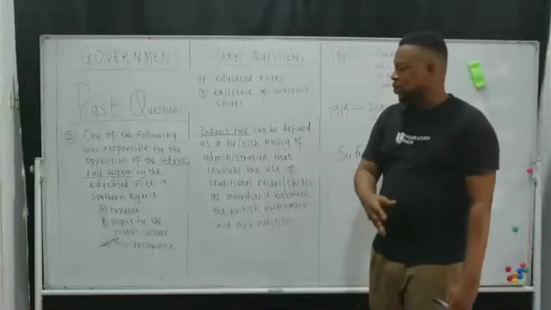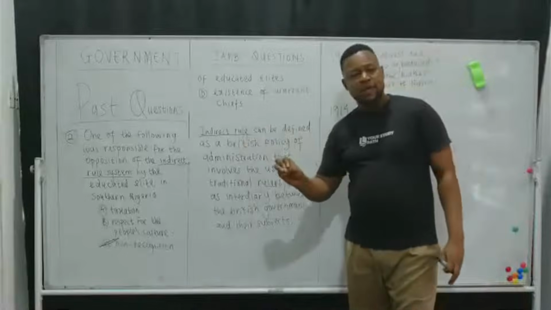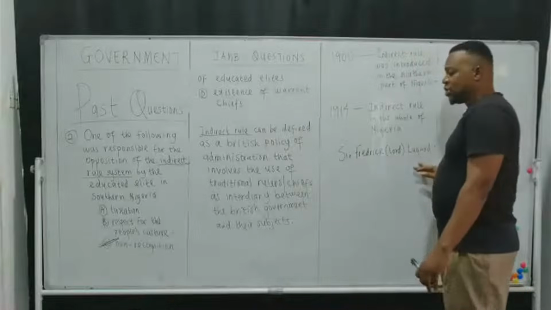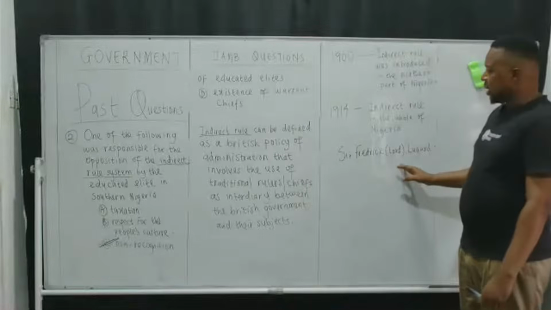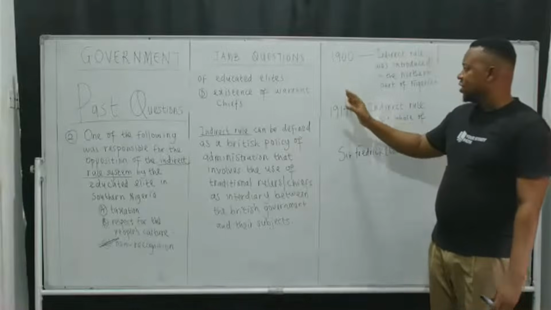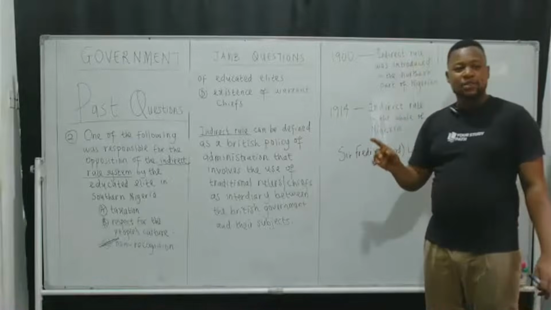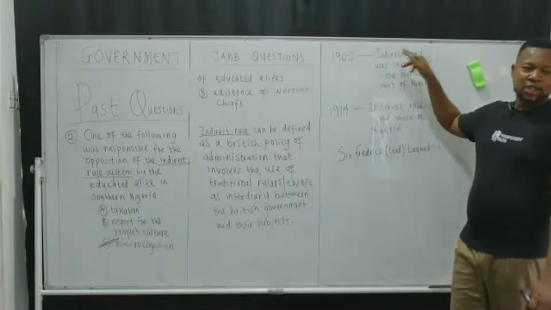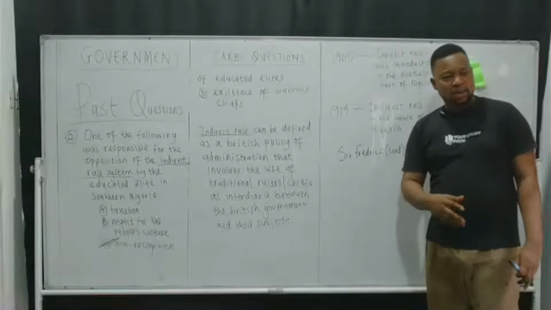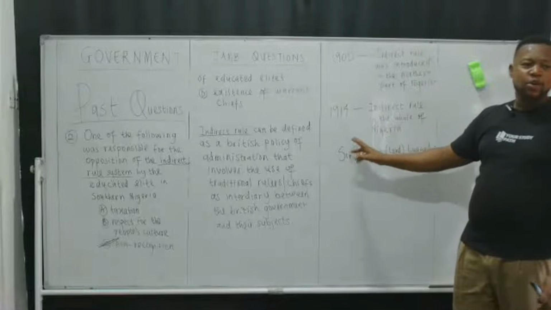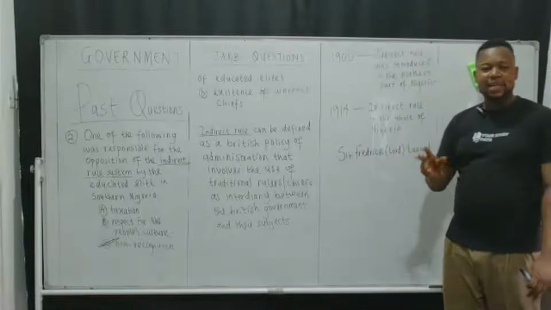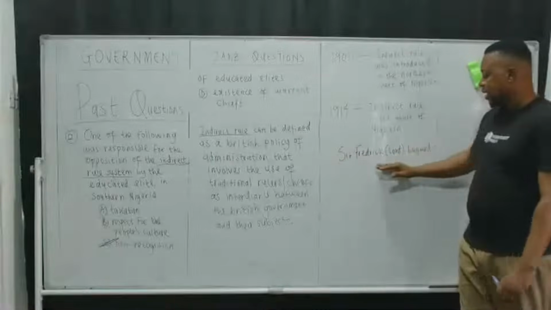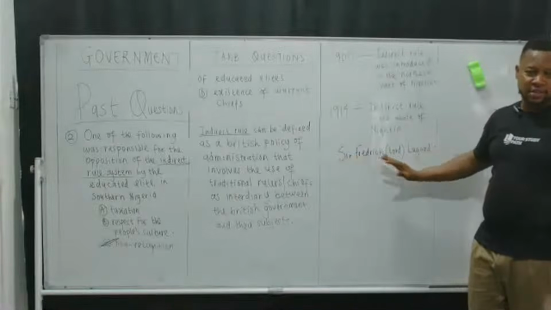I want to believe that in this question 2, we have been able to know the real meaning of the indirect rule system, and who the father of indirect rule is. We also know that the first time indirect rule was introduced in Nigeria was 1900, in the Northern Protectorate, and the second time was 1914 in the whole of Nigeria. So the establishment of the Nigerian Council of 1914 made Sir Frederick Lugard our first governor general.